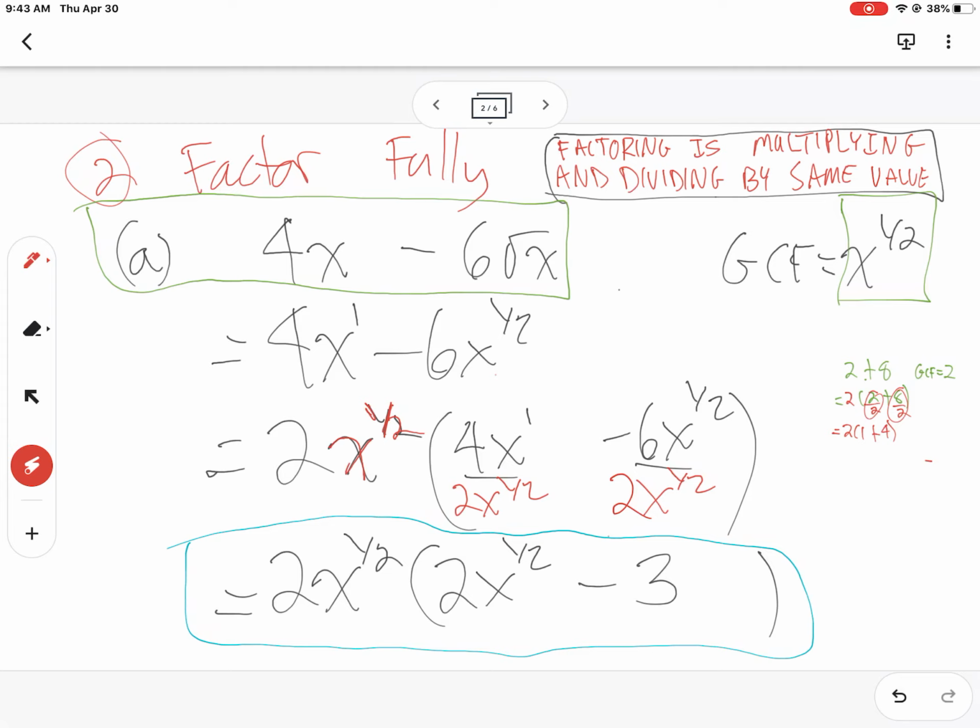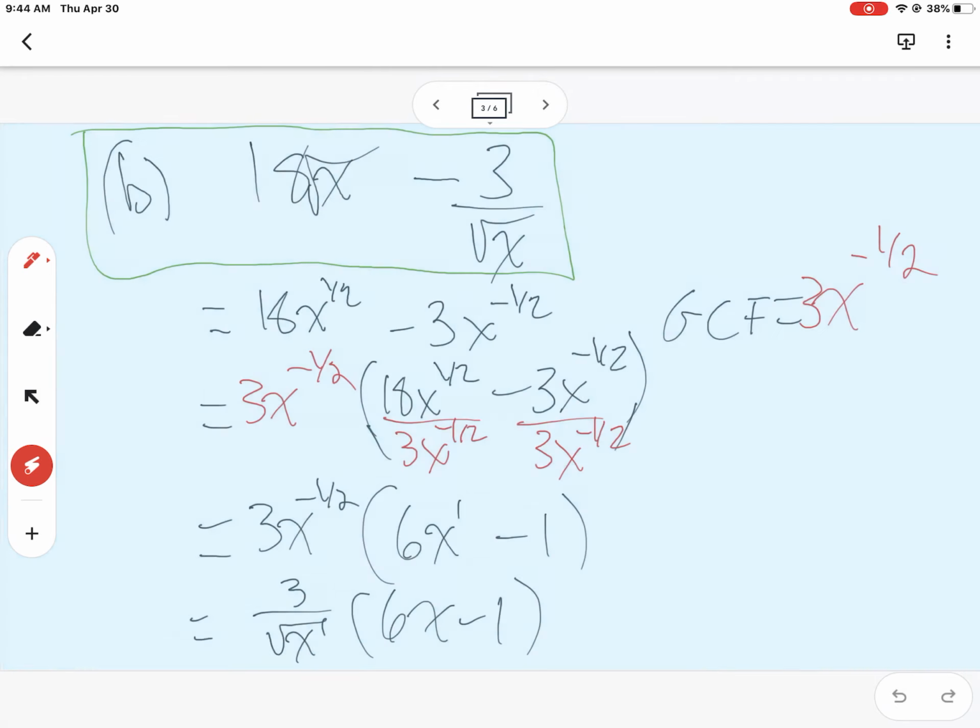What we have here is something being divided by itself, which is just 1, right? So that's minus 3. Negative 6 divided by 2 is, in fact, negative 3. Okay, so that's A. Let's go through another one.